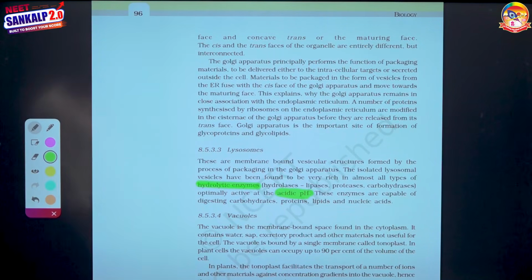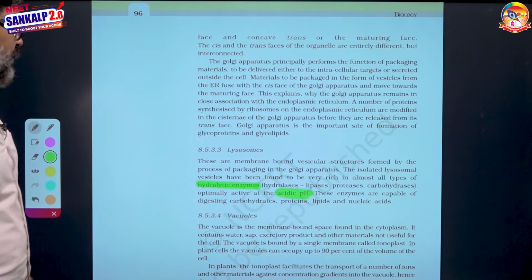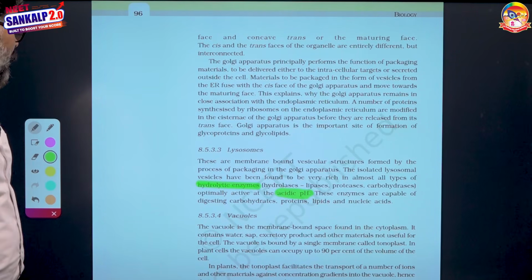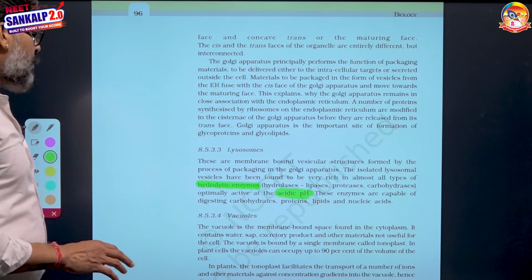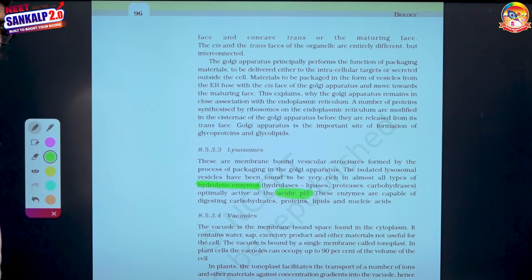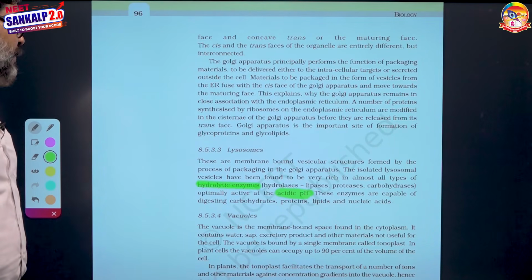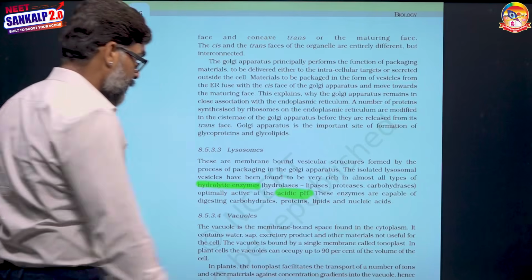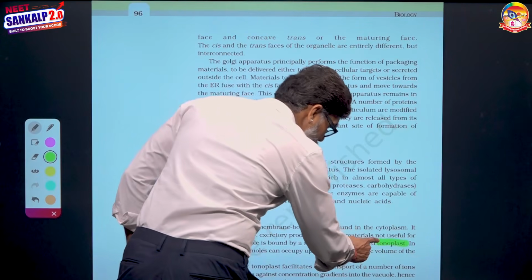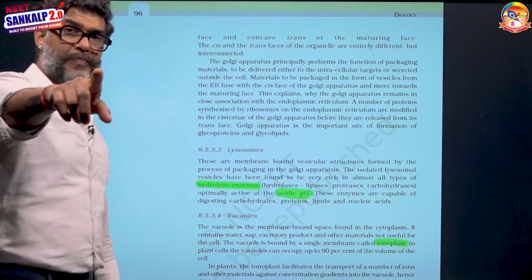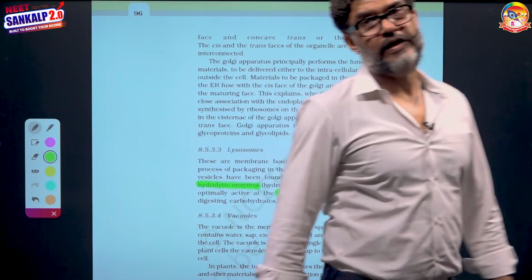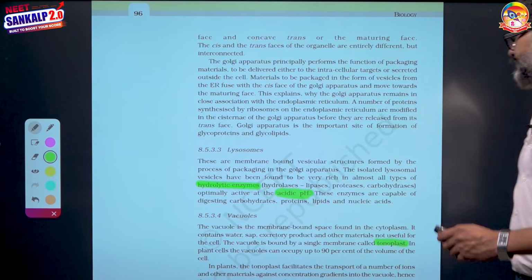Then next is the vacuole. The vacuole is a membrane-bounded space found in the cytoplasm. It contains water, sap, excretory products and other materials not useful for the cell, meaning it is a storage region. The vacuole is bound by a single membrane called the tonoplast. So the membrane surrounding the sap vacuole is known as the tonoplast. Like the plasma membrane, it is also a selectively permeable membrane.